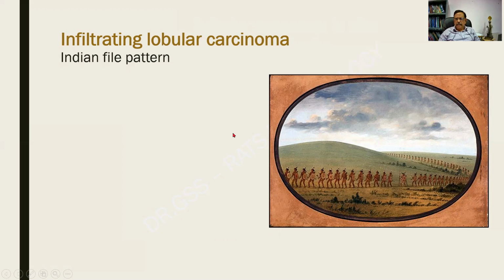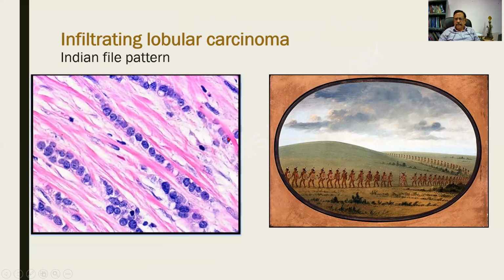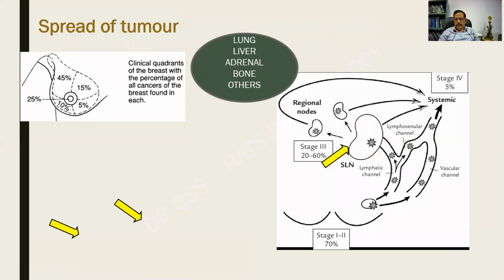And similarly, why am I saying it out of context? I find that the tumor cells are in rows, almost analogous to what I see on the right. These are the tumor cells and they are seen as single cells in a row. This is the Indian file pattern which is seen in infiltrating lobular carcinoma. This is usually an MCQ that is asked, and if you write it in your theory, you get a mark for it.